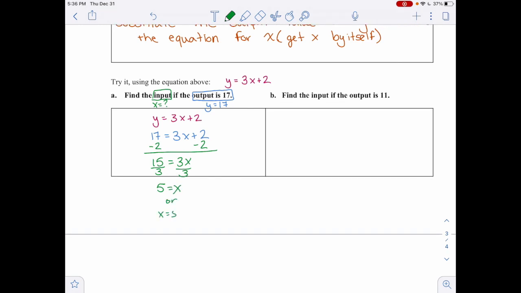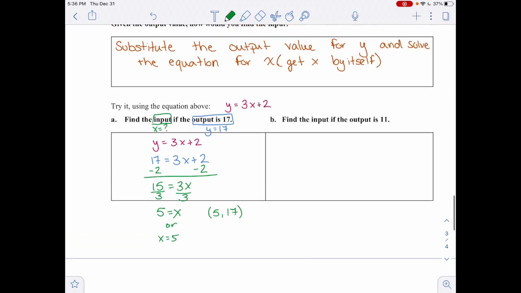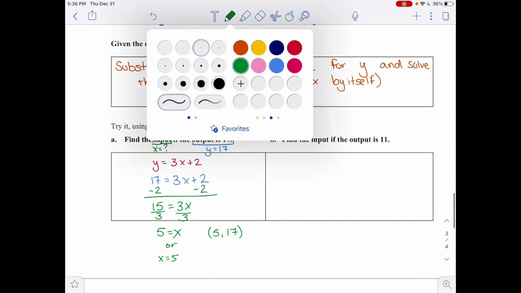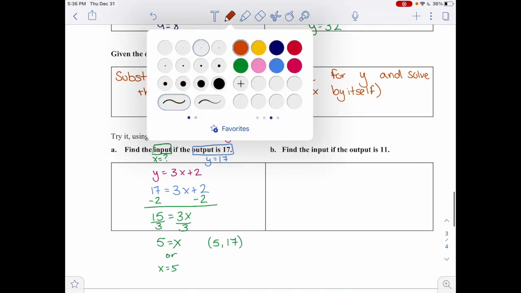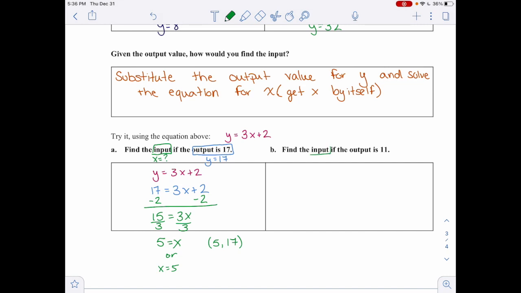Order doesn't really matter here. And then if I wanted to turn that into an ordered pair, it would be (5, 17), which I then could put on a graph or a table or mapping diagram or anything like that. I can compile all the ordered pairs together and make a graph out of it, but I'm not going to do that. And last but not least, last example here, again, find the input, so find x.